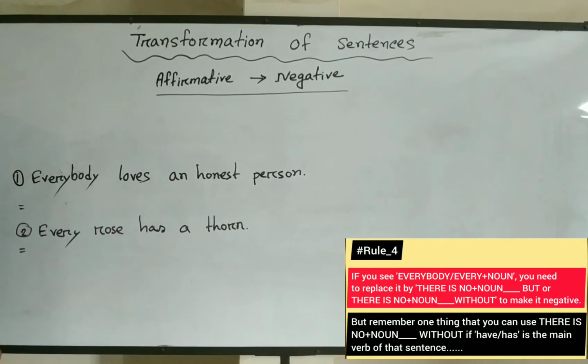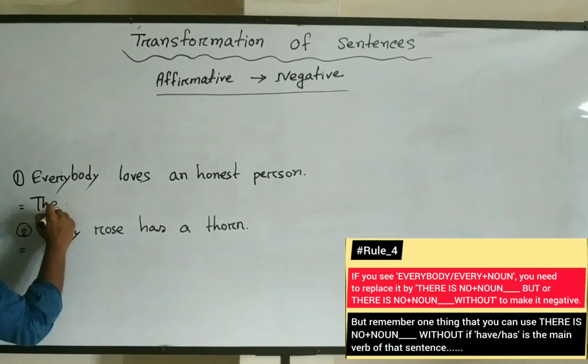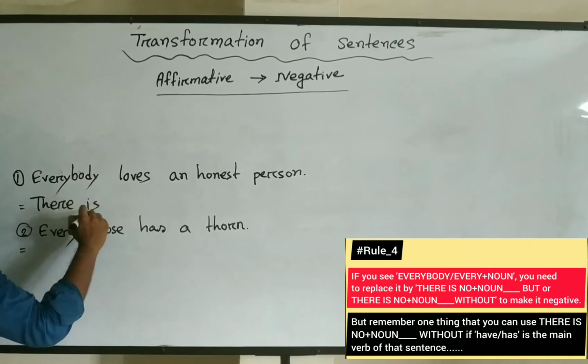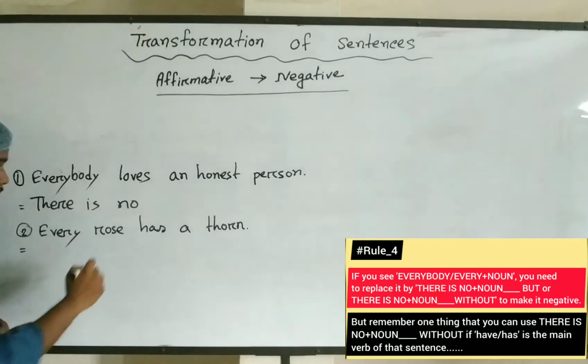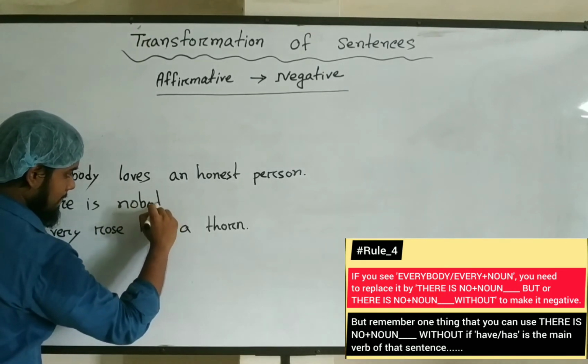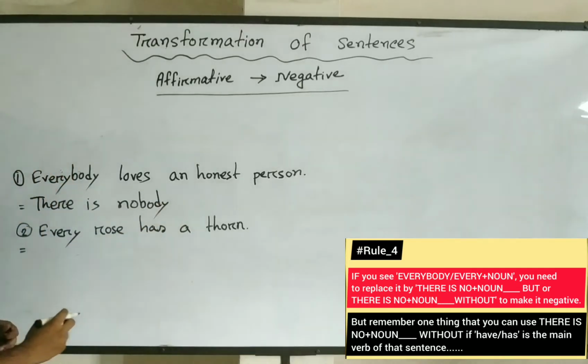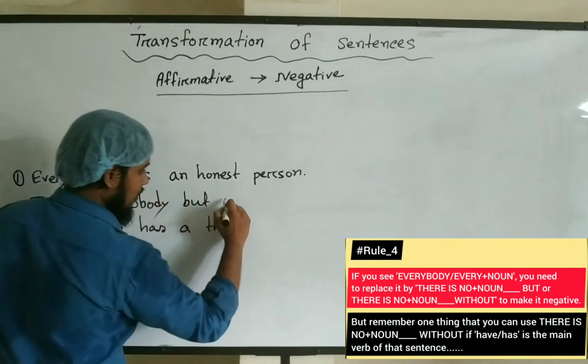Everybody loves an honest person. You can see there is everybody in this affirmative sentence. So you have to write "there is no dot dot but" to make it negative. There is no instead of everybody, and now got it. There is no one but loves an honest person.